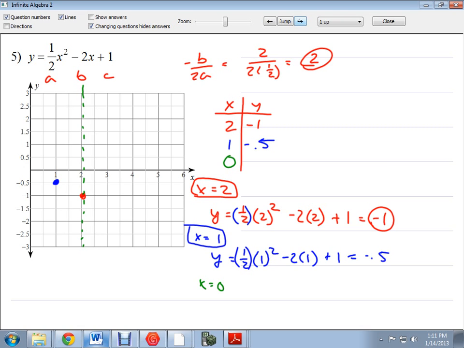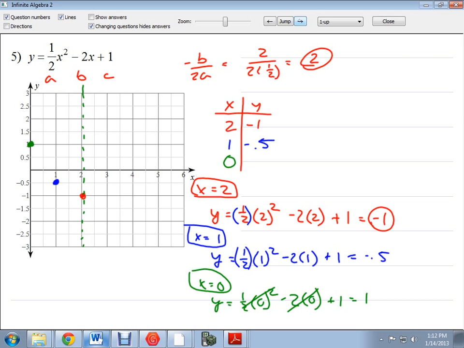After we have done that, we're going to do x equals 0. Y equals 1/2 times 0 squared minus 2 times 0 plus 1. What's that going to equal? 1. Because the zeros don't matter, right? Those things essentially cancel out whenever you're doing zeros. So I'm going to have 0. It's going to be up at 1. So I have my 3 dots.